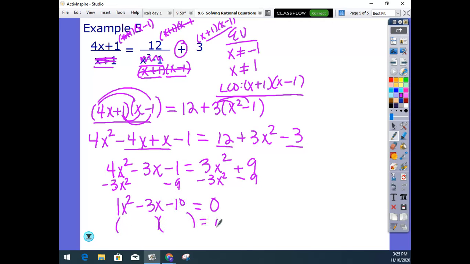Now we just factor: x minus 5 and x plus 2. So what are the values that make each one equal 0? x equals 5, x equals negative 2. When I compare, neither one matches. So these are my two solutions.